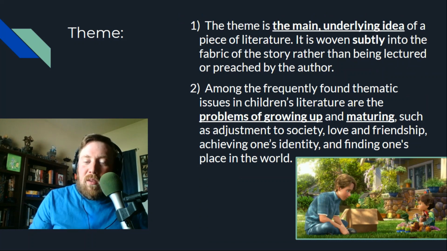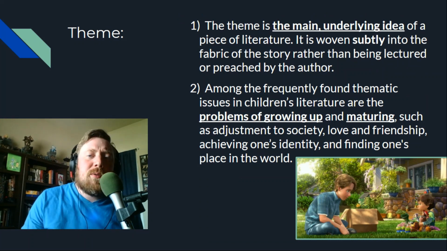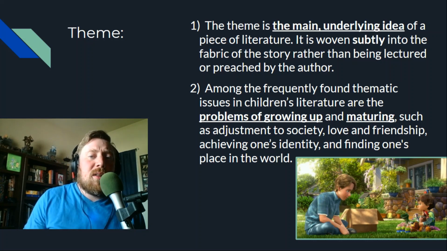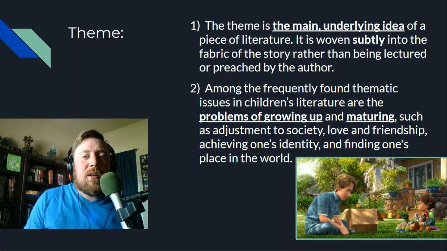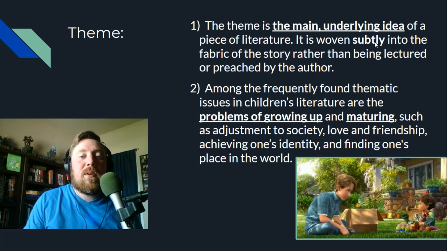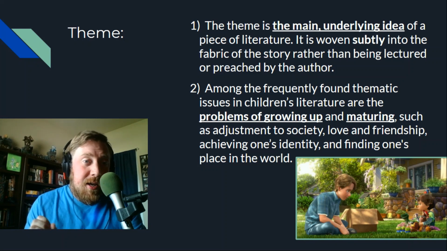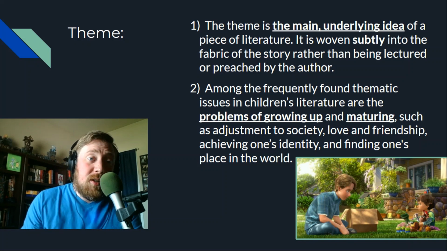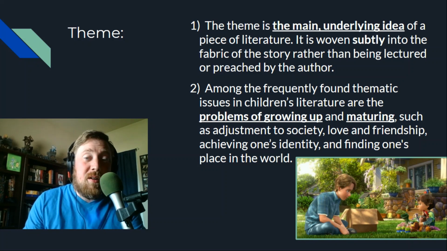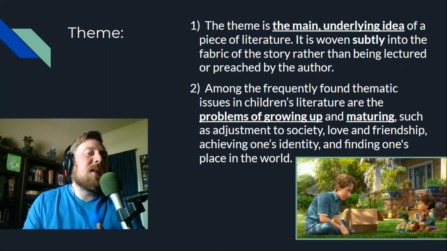So, moving on, just to touch and go on this really quickly, the theme is the main underlying idea of a piece of literature, and it is usually woven subtly. Sorry, that needs to be underlined. Subtly into the fabric of the story rather than being lectured or preached by the author. In fact, if you have a theme and the author begins preaching it at you, saying this is what you should think, that's not great writing. That is not a well executed theme.